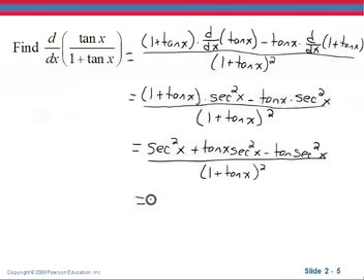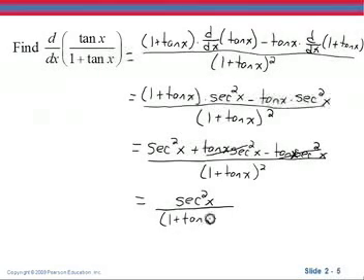Now notice on top we have tangent x secant squared x minus tangent x secant squared x, so those will cancel. That should have had an x right there, sorry about that. That will leave us with just secant squared x on top and 1 plus tangent x squared on bottom. So the derivative of tangent x divided by 1 plus tangent x is secant squared x divided by 1 plus tangent x squared.